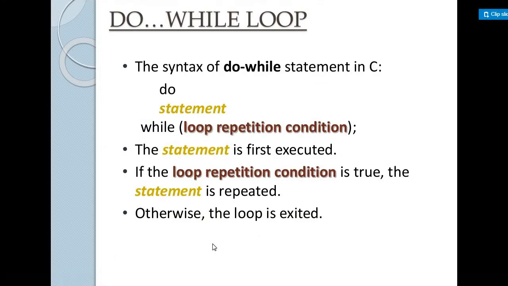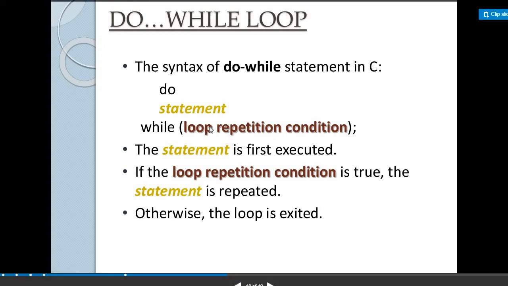Now come to the do while loop. The syntax of the do while statement in C or C++ is: do statement while condition. That means do the block of statements while the condition is true. The statement is first executed. If the loop repetition condition is true, then the statement is repeated.